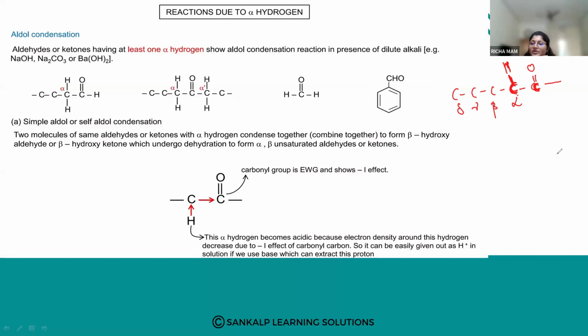There are two types of aldol condensation. One is the simple, or self, aldol condensation, where the condensation takes place between similar or the same molecules, so it can be two similar molecules. Another is the cross aldol condensation. Let us see.